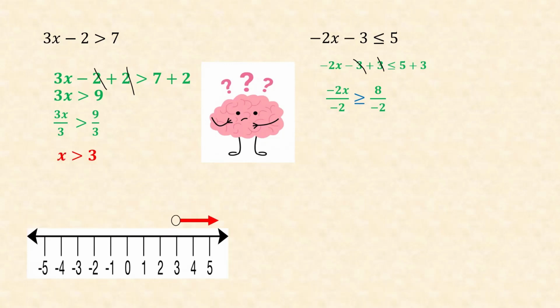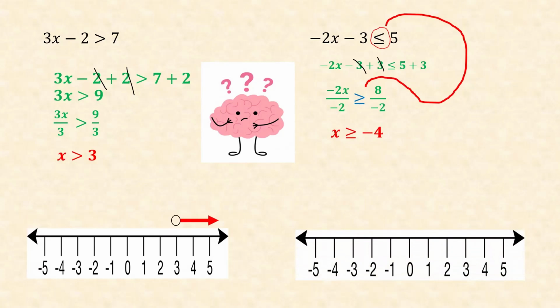But here, when we are dividing by minus 2, the inequality sign will be reversed. As you can see, in the question it's showing less than or equal to, but when we divide by minus 2 on both sides, the sign of the inequality is reversed. So the answer will be x is greater than or equal to minus 4. Let's see how we show that. You mark the number minus 4 and you have to color it. And then it goes towards the right side. Why? Because the inequality sign is reversed now.